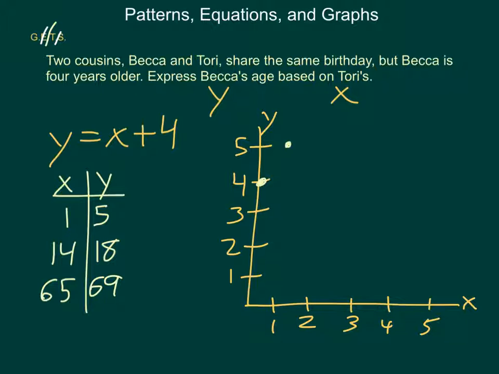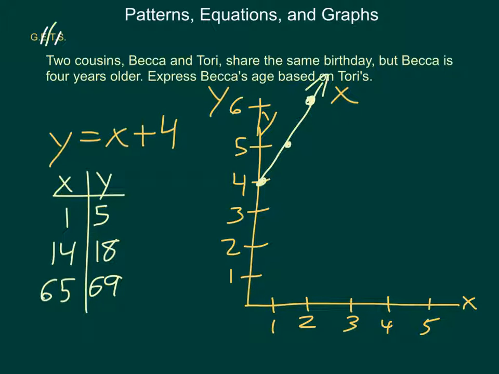2 points are sufficient to establish a line, but just to do another, we'll extend our axis up here to 6. When Tori is 2, we substitute 2 in for x. 2 plus 4 would give us 6, and we end up with a point here. And we can connect these points indefinitely.